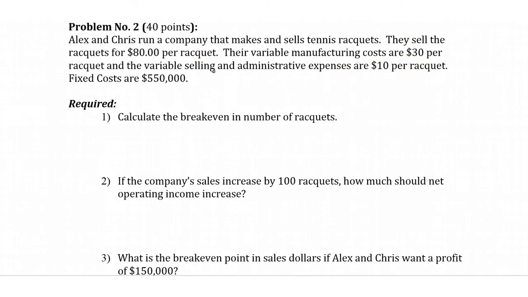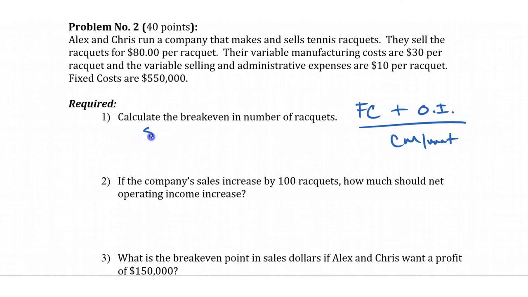So what's break-even? Well, the formula for break-even is fixed costs plus operating income divided by contribution margin per unit. Our fixed costs are $550,000. Our operating income is 0. When we're trying to break even, we want our revenues to equal our expenses. And we're going to divide that by our contribution margin per unit.